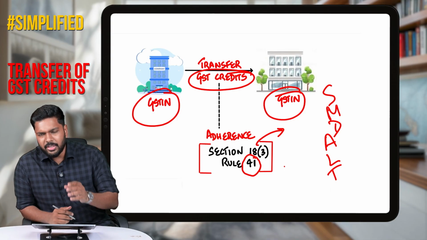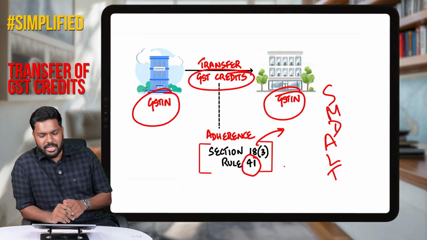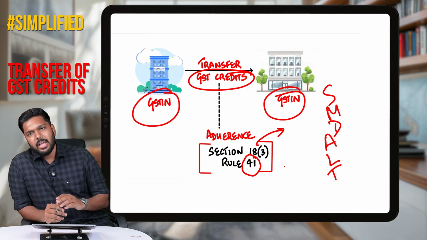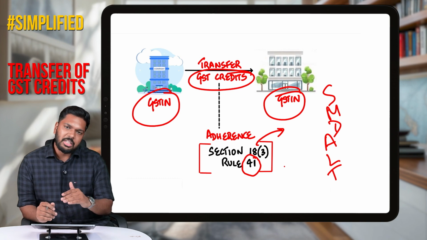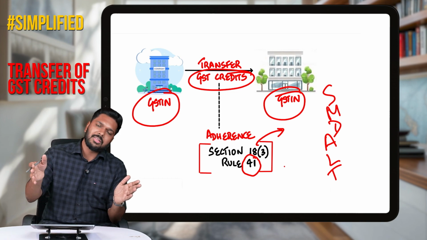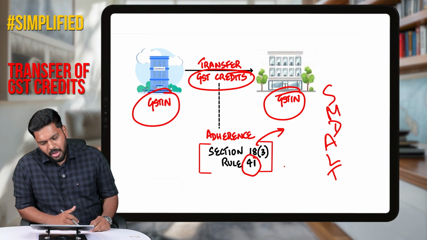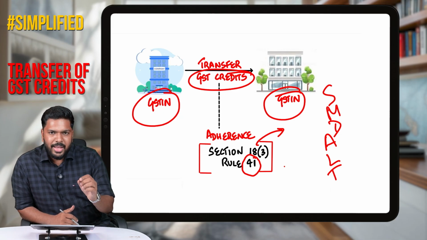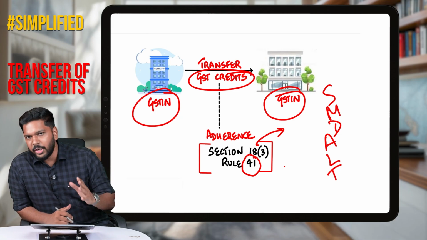So with the adherence to the provision Section 18(3) and Rule 41, the GST credits unutilized can be transferred from one business in one state to another business in another state. Well, I hope I was able to make things clear through this particular small video.